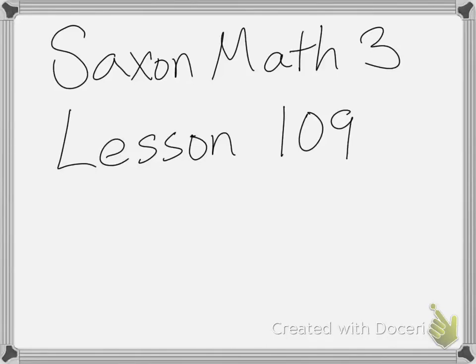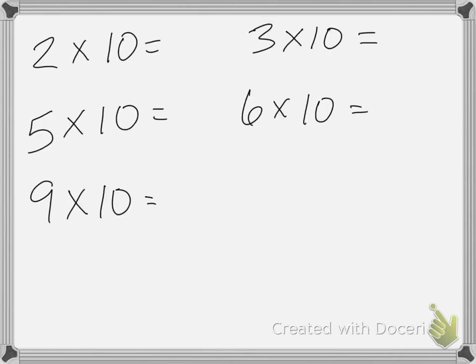Today's lesson is lesson 109, multiplying a multiple of 10, 100, or 1000 by a single digit number. So if I have the number 2 times 10, the answer is what? It's going to be 20. Okay. 3 times 10 equals 30.